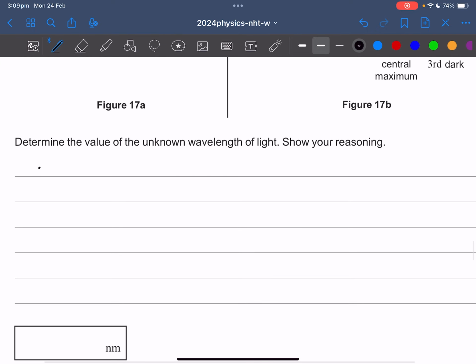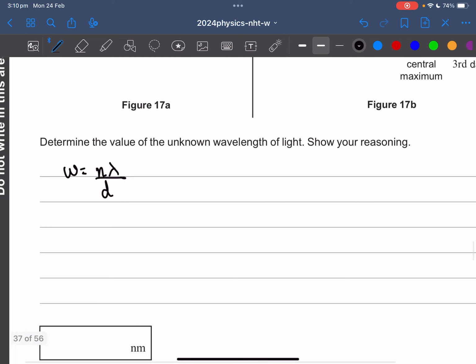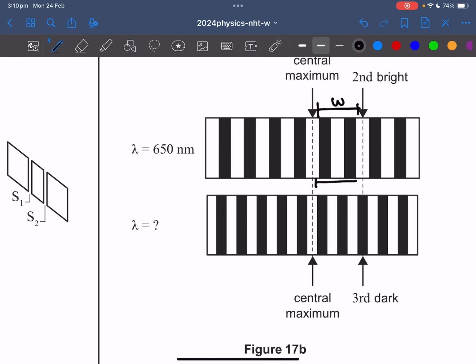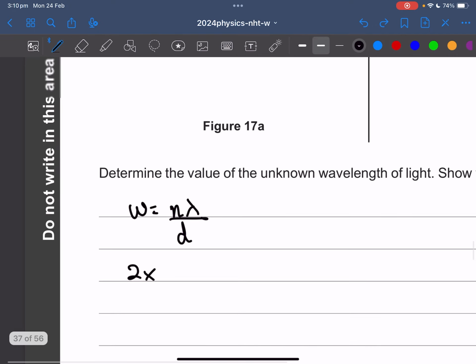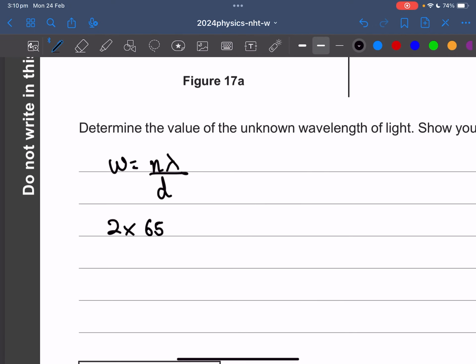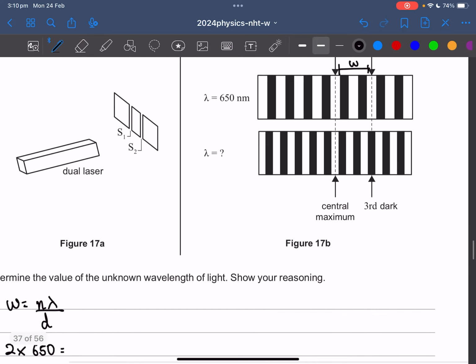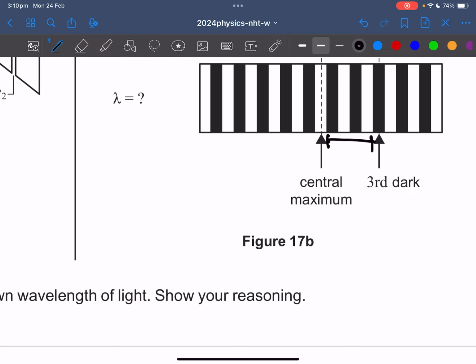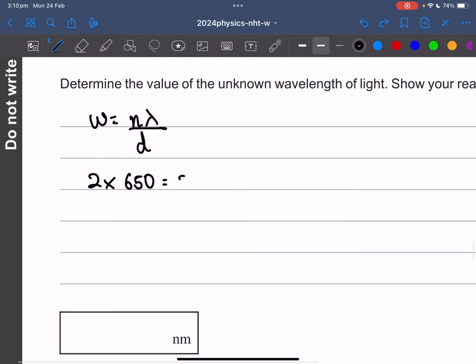So we can say that W is equal to N times lambda over D. Our N will be 2, so 2 times 650 is equal to, what is this one? This one is going to be 2.5, like this over here. Our N is going to be 2.5 for this one. So 2.5 times the lambda.